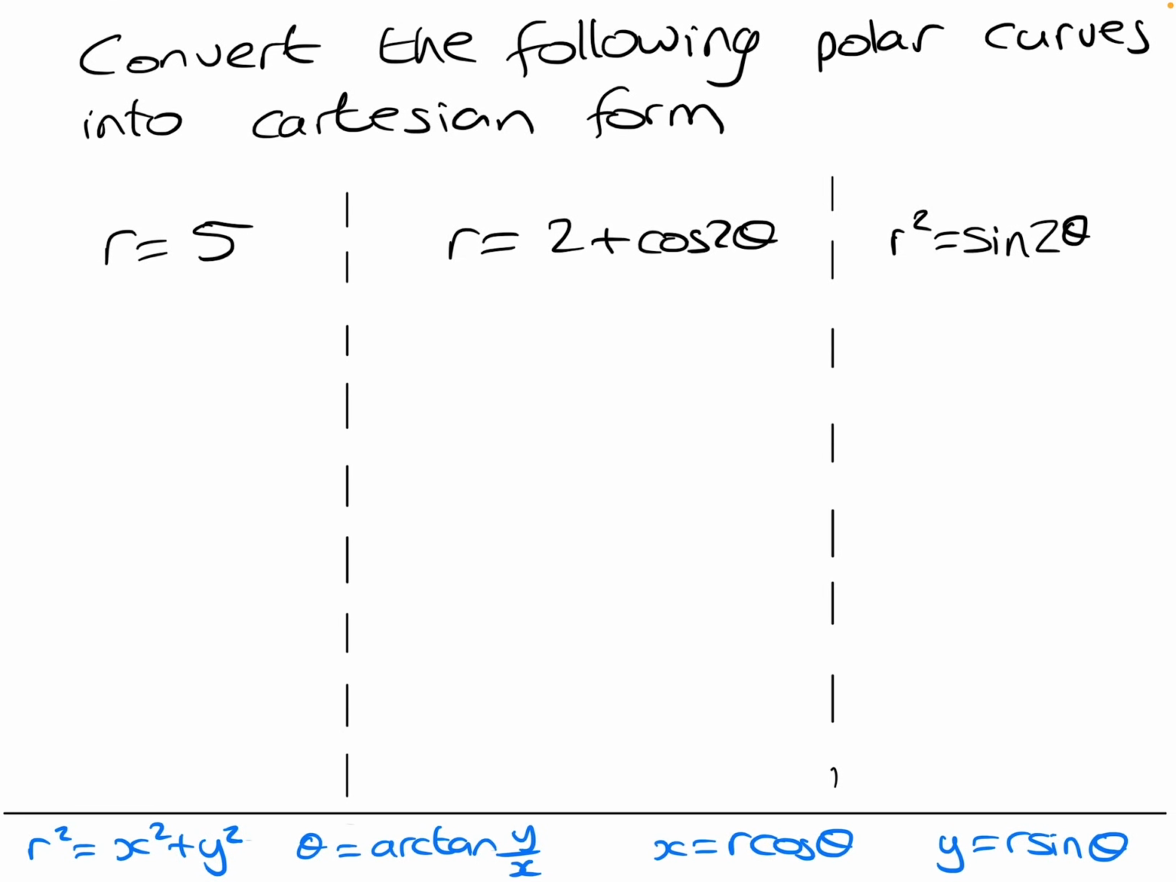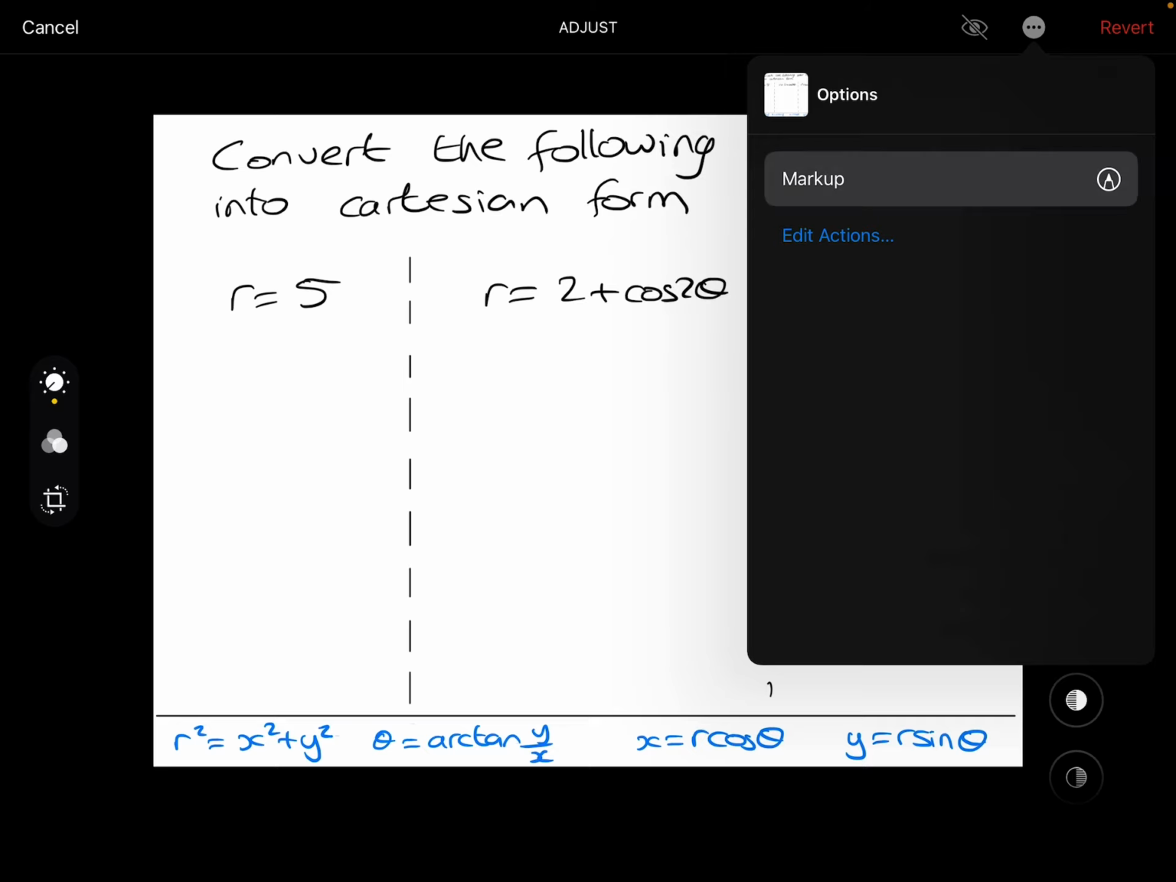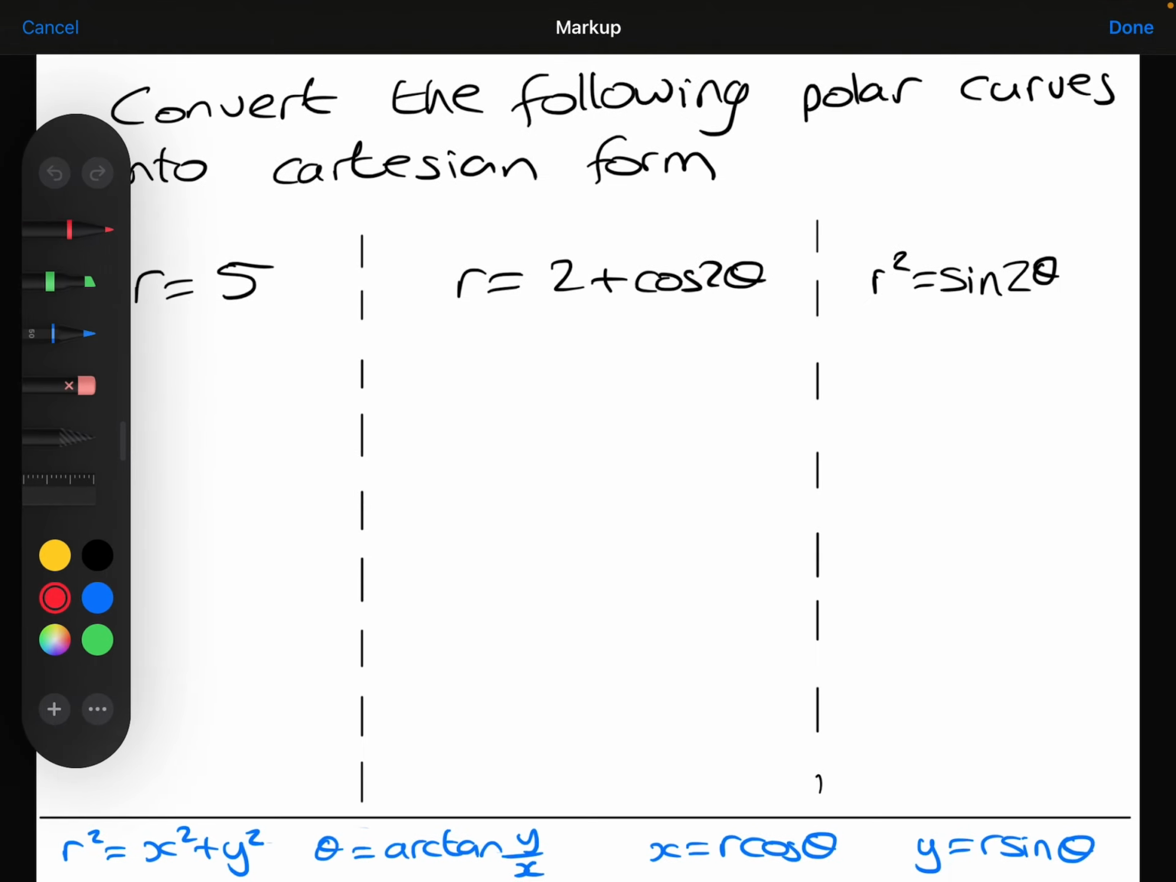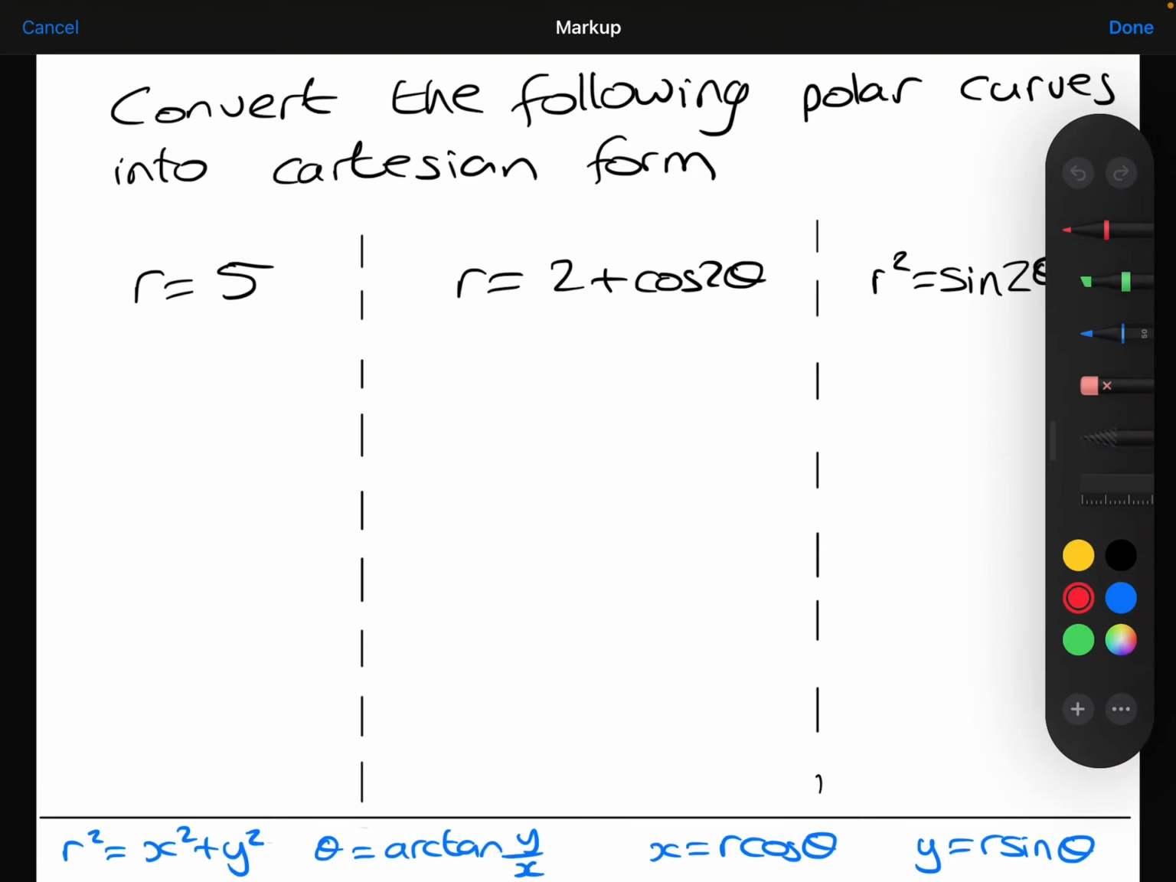Now let's look at how we can convert equations both ways. So the first one here, I want to convert the polar equation r equals 5 into Cartesian form. Now, r equals 5, that's saying that the radius, the distance away from the origin, is always 5. The distance away from that point is always 5.